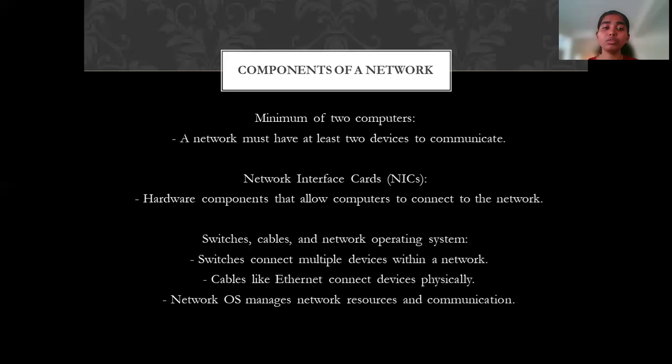Next up, we need switches, cables, and network operating systems. So what are the uses of switches? Switches help to connect multiple devices within a network. Cables like Ethernet connect devices physically. Now next up, why do we need the network operating system? The network operating system manages network resources and communication.